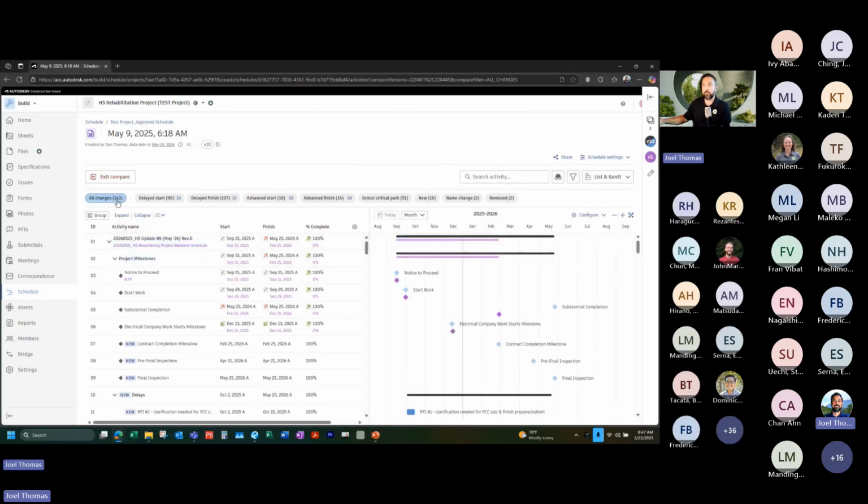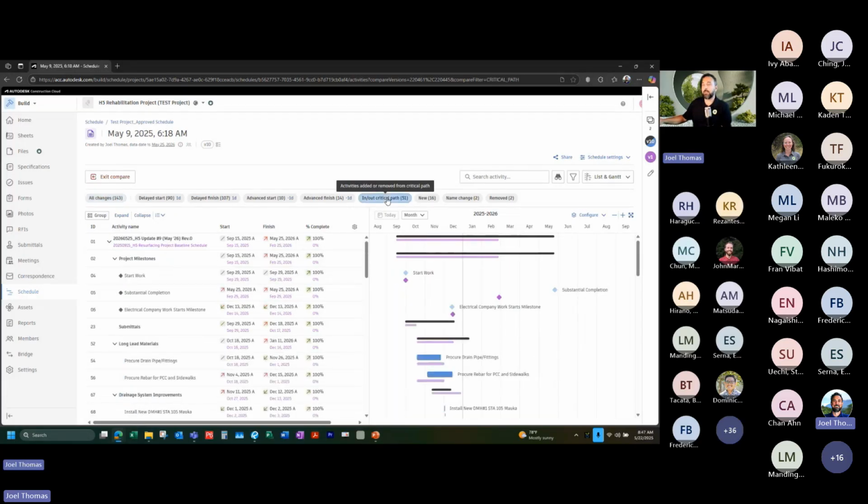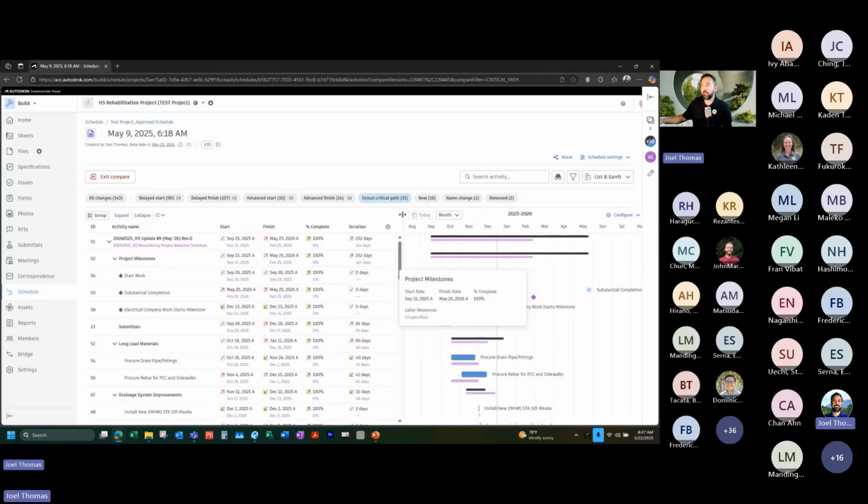There's 143 items. Basically, things are going to happen. Dates are going to move from what you had planned to what you actually did. Critical path filter. This is just going to show me what happened on the critical path for the project, where the delays were and what pushed out. And if you actually peel this back one layer here, you can see duration.